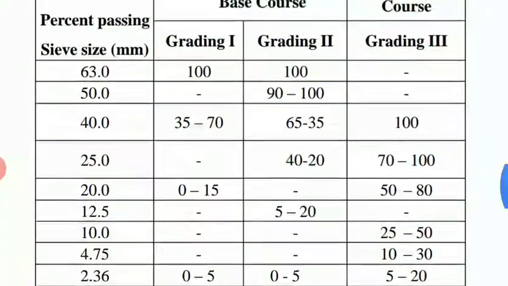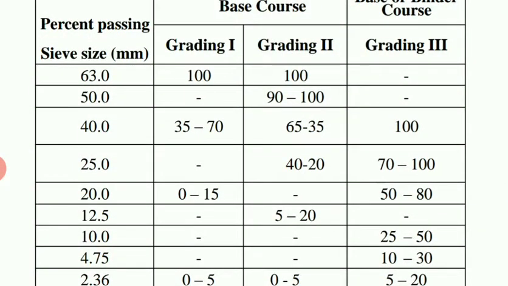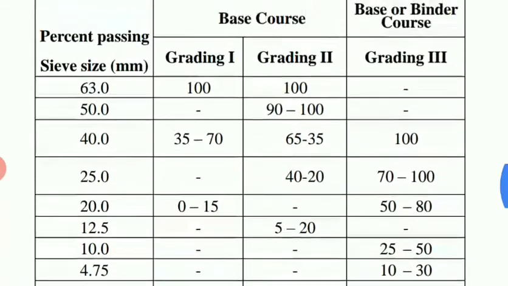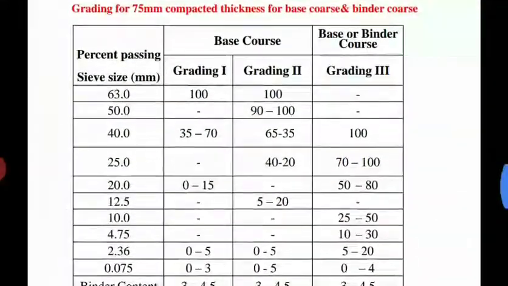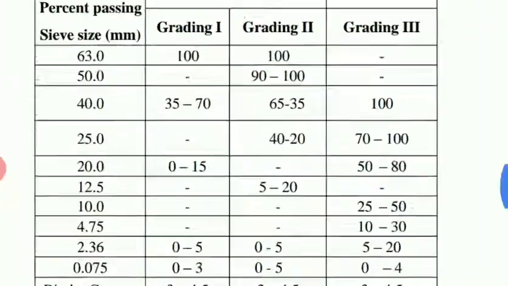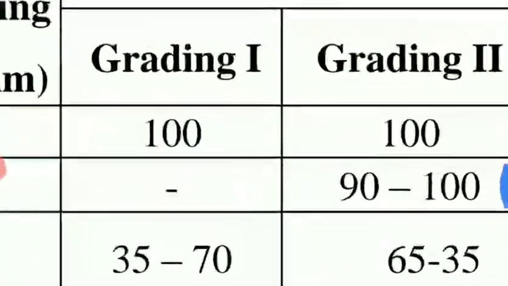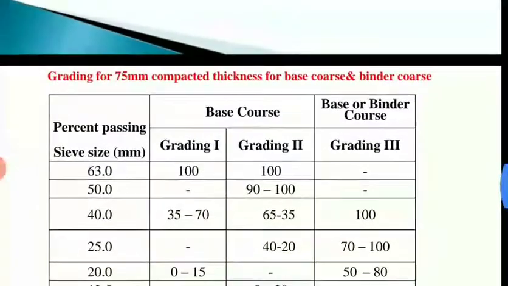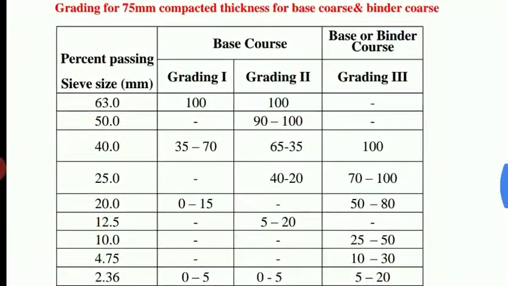After using this, grade 1 consists of 100% for 63 size, for 40 it is 35 to 70, and for 20 it is 0 to 15. Like that they have given the specifications even for grading 2 and grading 3. So whatever materials we are going to use as the aggregates should conform to the standard table. Depending upon that we will decide whether these aggregate samples belong to grade 1, grade 2 or grade 3. After conducting this test we will cross-check those results with the standard tables, and then decide which grade our aggregates belong to.